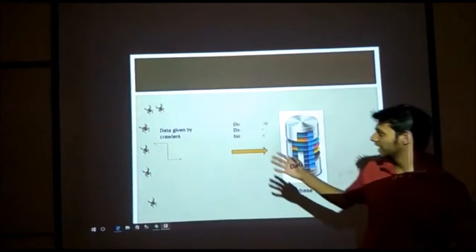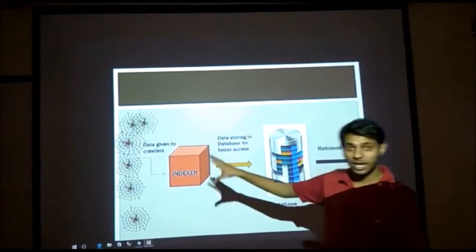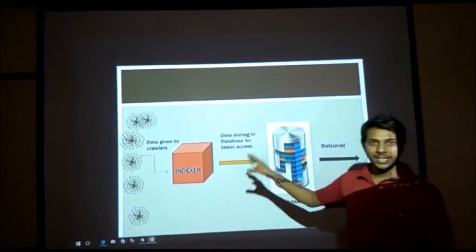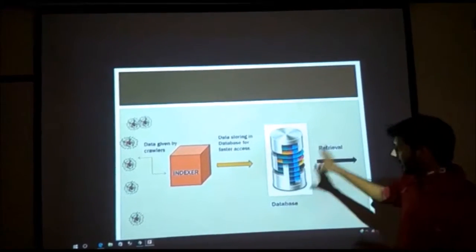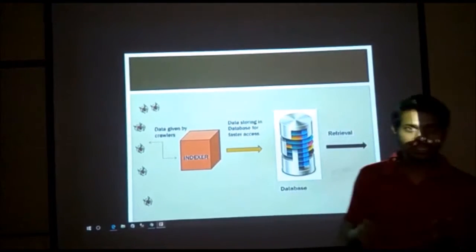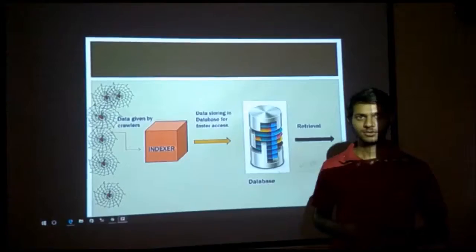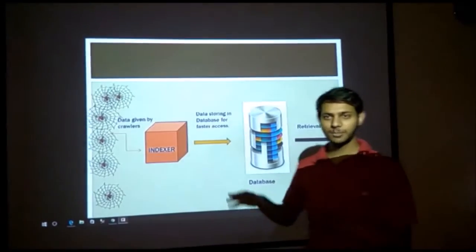Here you can see the diagram showing the process of indexing. The web crawler is sending the crawled data to the indexer, and then the indexer is sending the data to the database. Now next time, whenever the search engine searches for a result, it will directly access the database. It will not access the indexer.